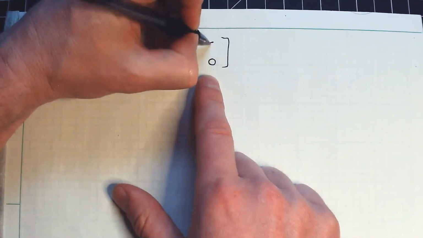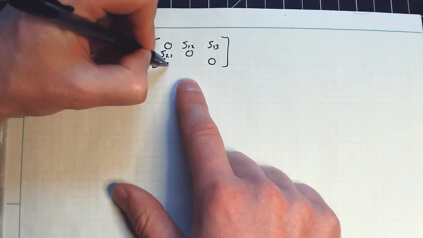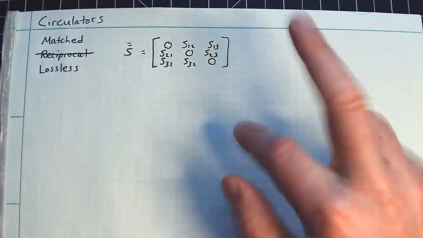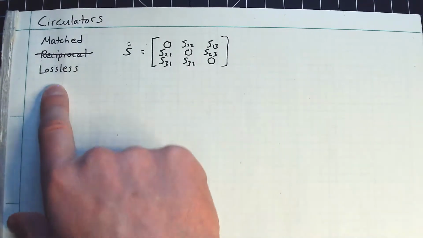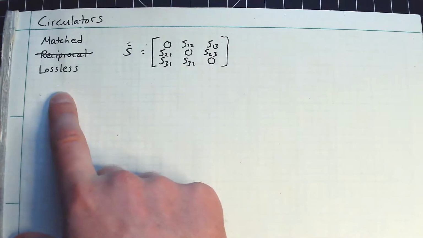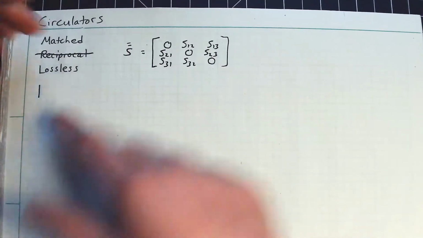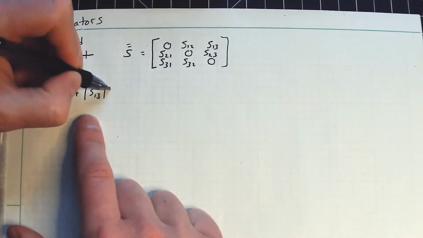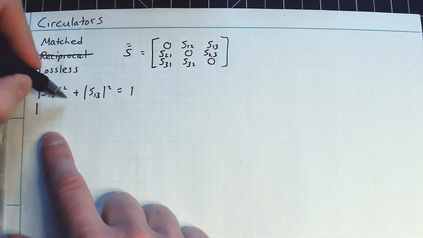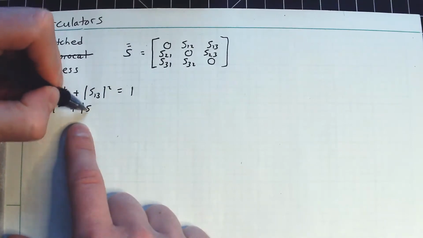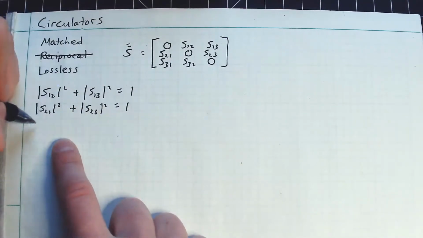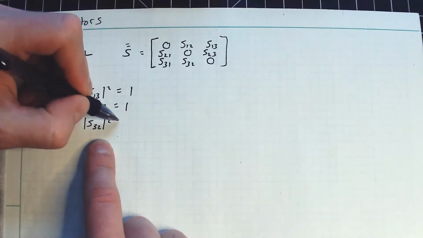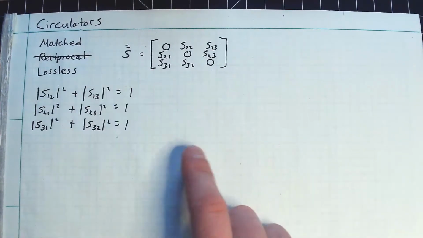So that means I have S12, S13, and I'll have an S21, S31, S32, and an S23. So the transpose here, these off diagonals don't have to equal each other anymore. We are, however, going to insist on this lossless requirement. Okay, so by the same argument, you get the simple fact, the requirement, like we saw before, magnitude S12 squared plus magnitude S13 squared is equal to 1. And then I'm going to get magnitude S21 squared plus magnitude of S23 squared is equal to 1. And then the magnitude of S31 squared plus the magnitude of S32 squared is equal to 1.